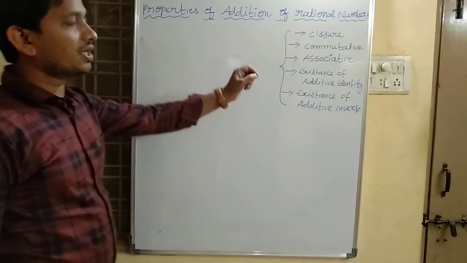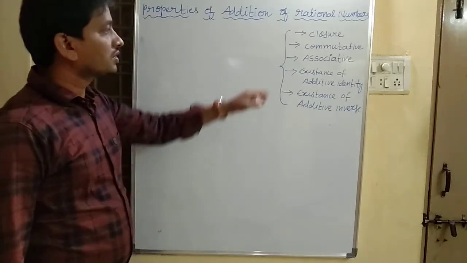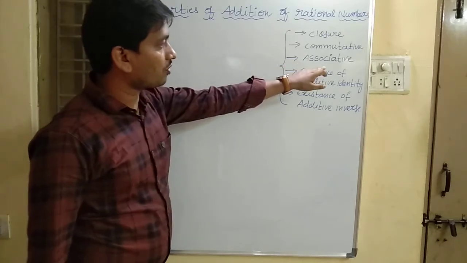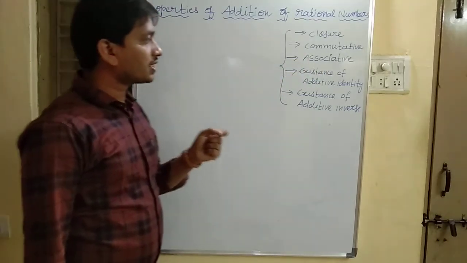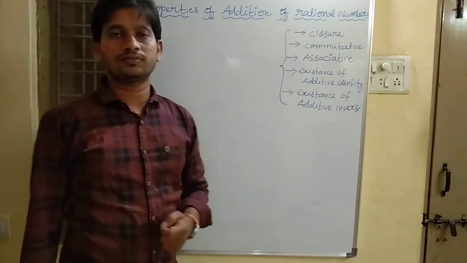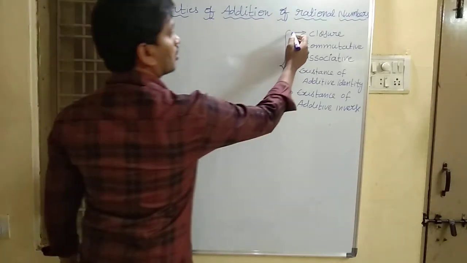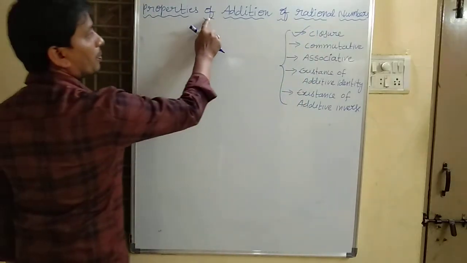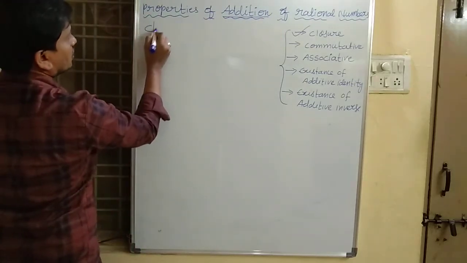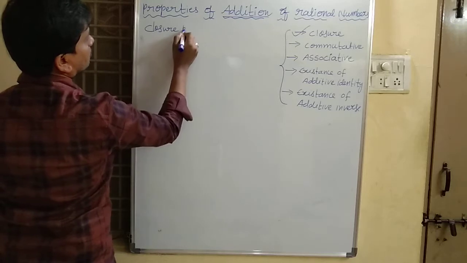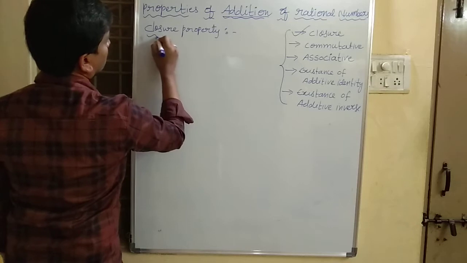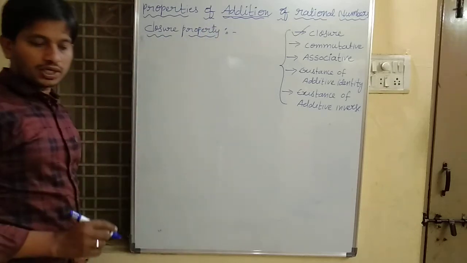So the first property is closure property. Second one, commutative property. Third one, associative property. Existence of additive identity. Existence of additive inverse. Okay, the first one is closure property. What do you mean by closure property?